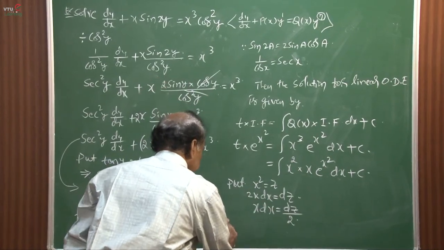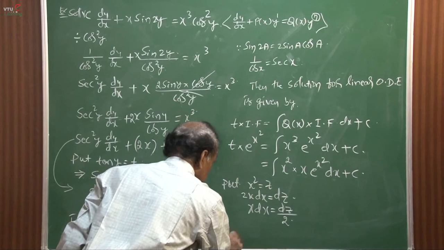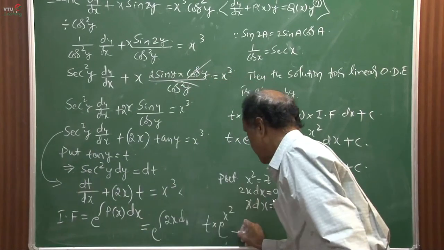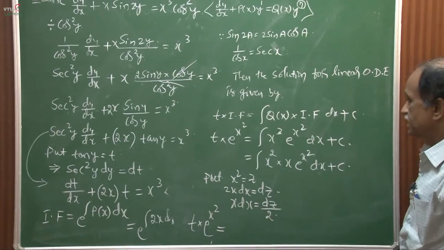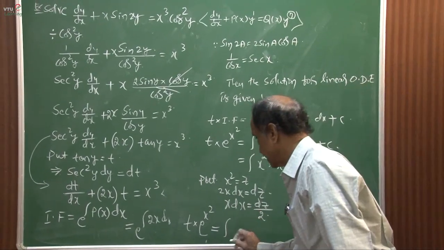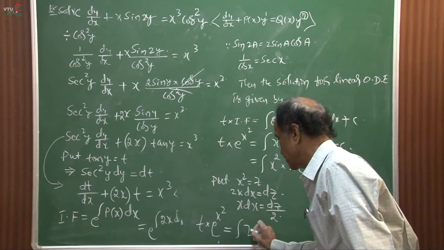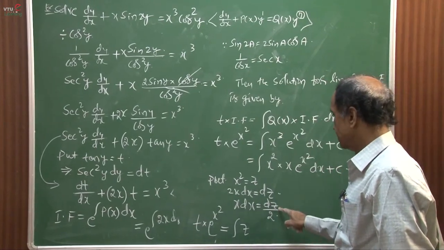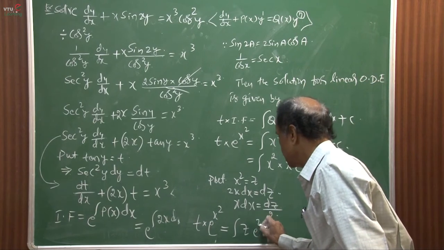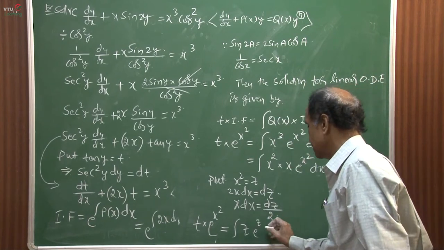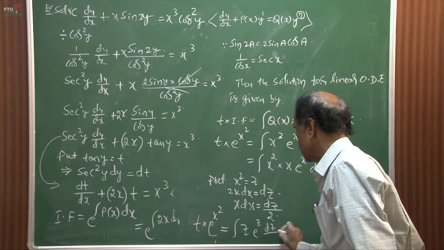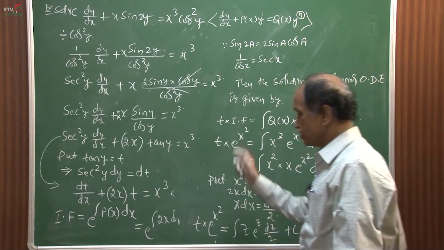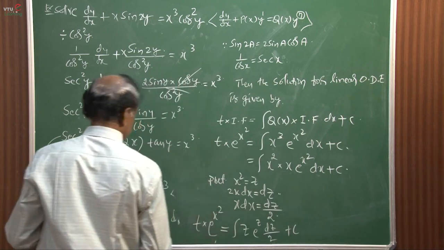Therefore, t into e to the power x square is as it is, and on the right side the integration should be written as x square should be z, and x into dx, that is dz divided by 2, and e to the power z, and dz divided by 2 plus constant. Now it is our job to integrate this particular step.